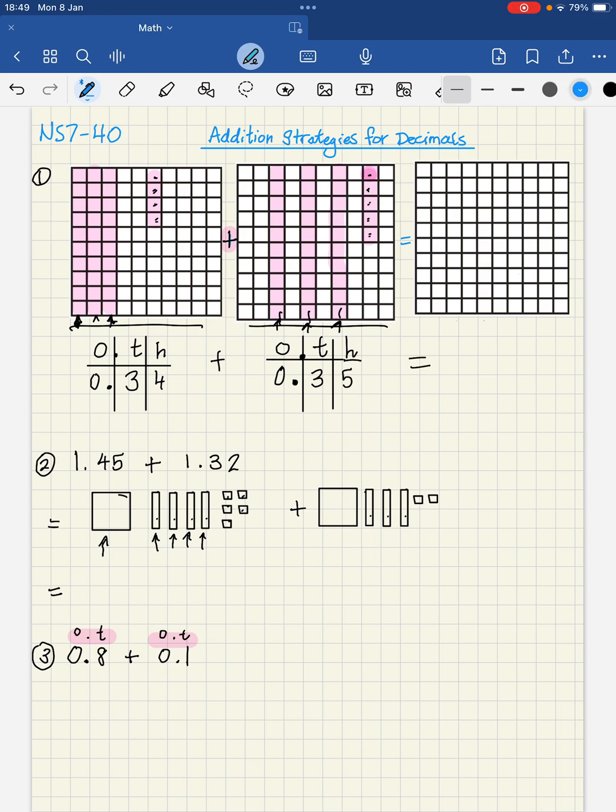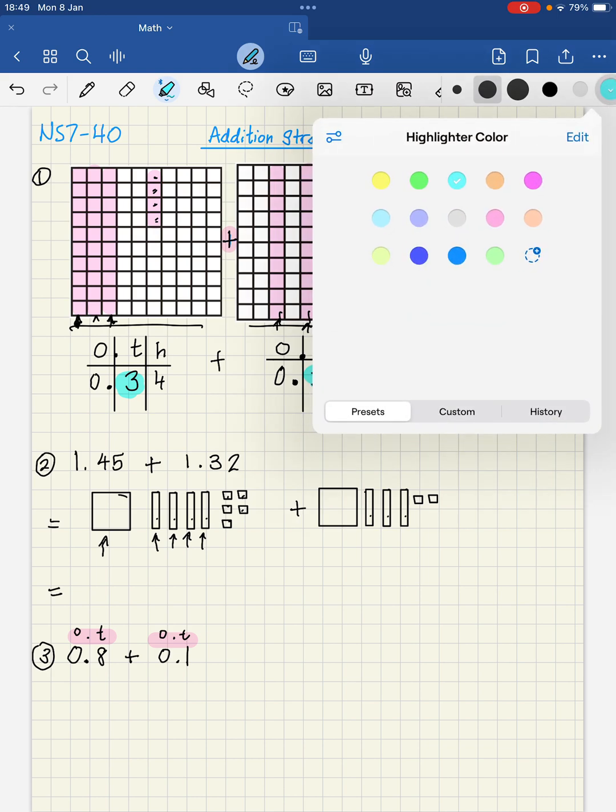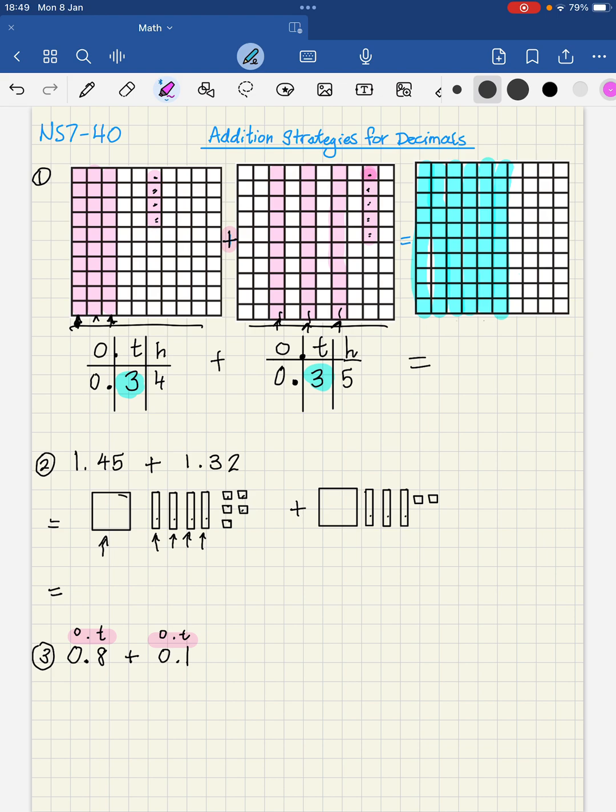Well, let's use a different color. We've got 3 and 3 tenths. So 1, 2, 3, 4, 5, 6, right? So we've got 3 and 3. And then we've got our hundredths. So if we used a different color, we've got 4 and 5. So 1, 2, 3, 4. 1, 2, 3, 4, 5. So we've got 9 altogether.